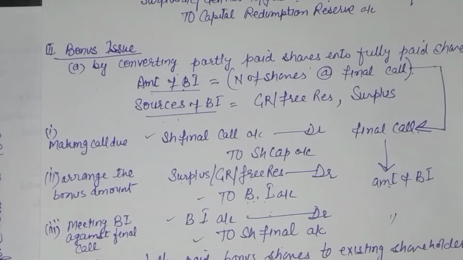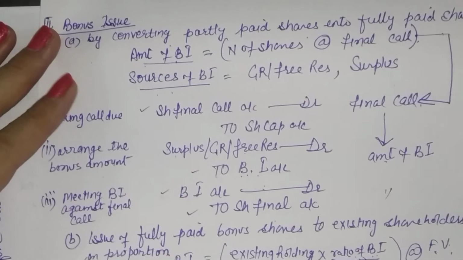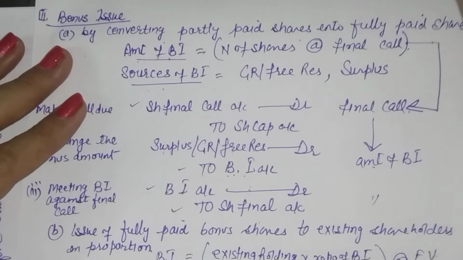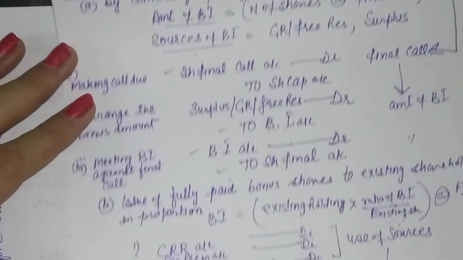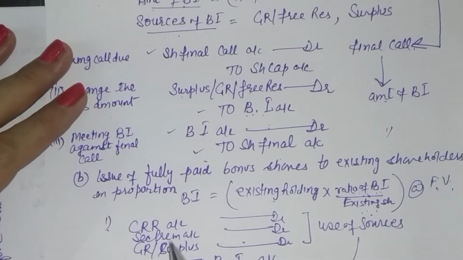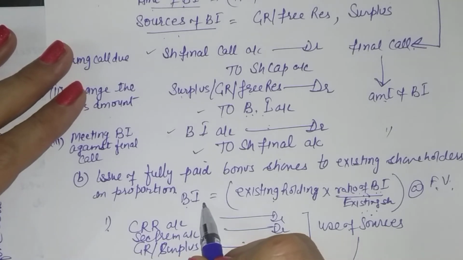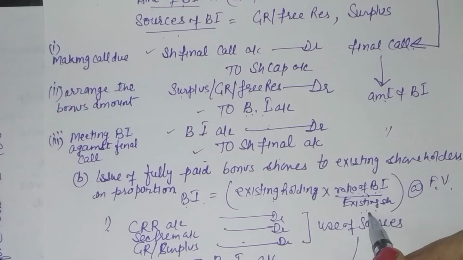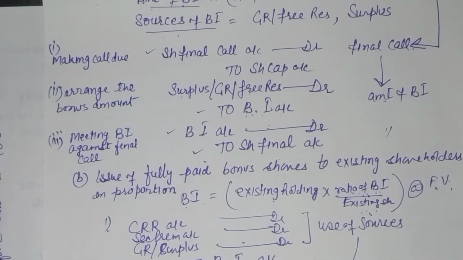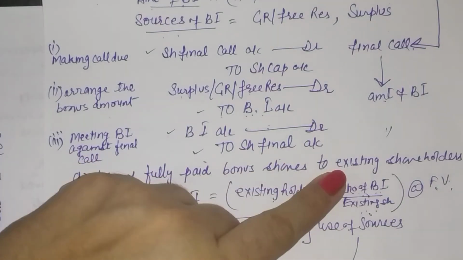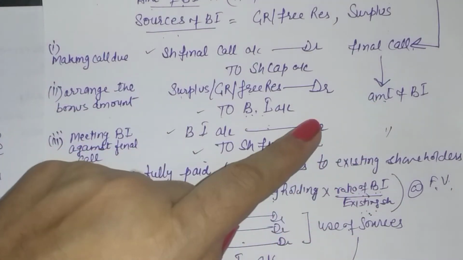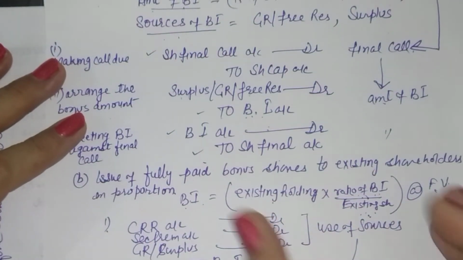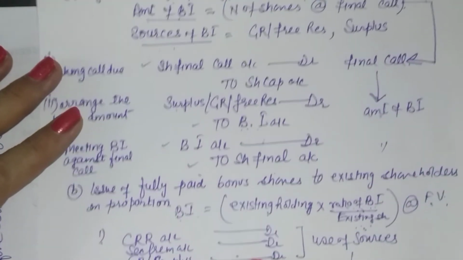Second type of bonus issue is issue of fully paid bonus shares to the existing shareholders in some decided proportion. So in some proportion you are giving fresh shares to the existing shareholders. What will happen in this case? First of all, we will calculate the bonus issue amount, which is existing holding into the ratio of the bonus issue to existing holding. So if you are giving say 2 shares for every 5 held, your proportion is 2 by 5. Bonus issue is 2 and existing holding is 5, at the rate of the par value at which you are giving. Once you determine this amount, now you are to decide the sources.